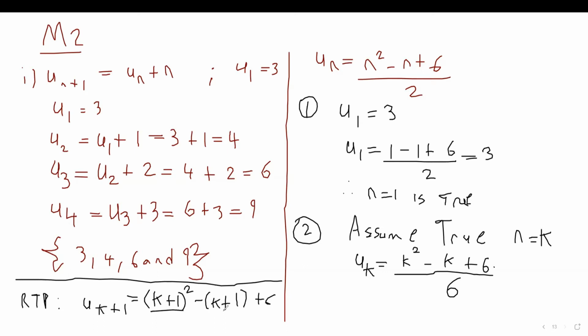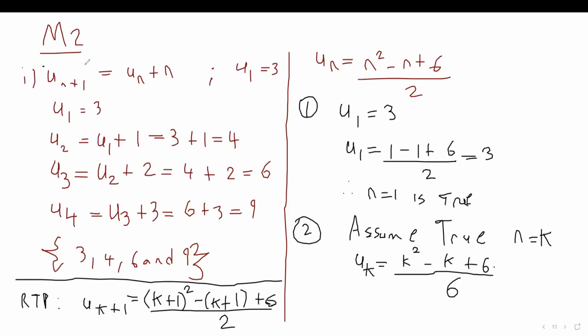We can replace n with k plus 1. This is what we're supposed to get. I can put 6 over 2. So we're supposed to get this, Marika. So let's go to step 3 now. Step 3 is for n equal to k plus 1.